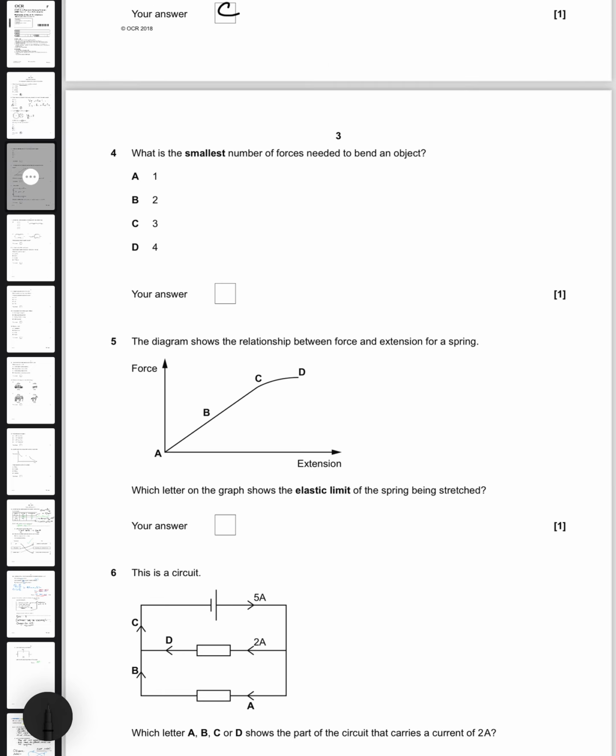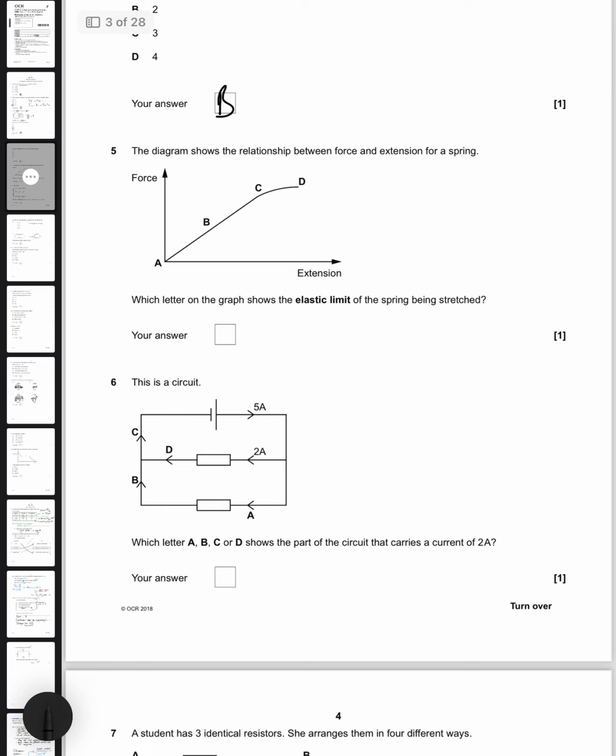What is the smallest number of forces needed to bend an object? In order to bend an object, you need about 2 forces, one pulling it from one direction, the other pulling it from the other direction. So the answer is B.